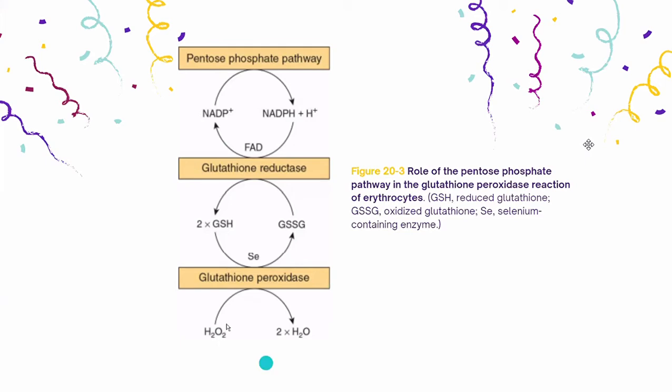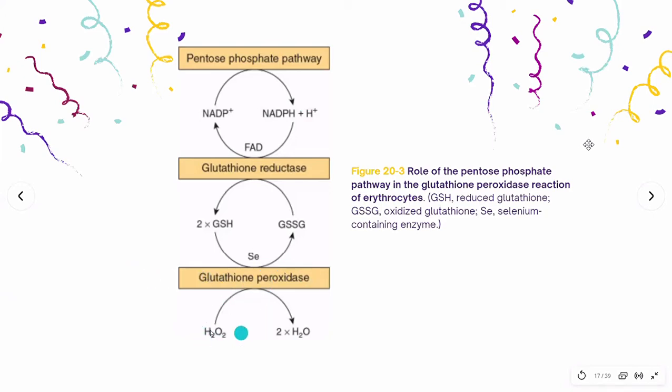Oh, so this is the reaction here. See, the pentose phosphate pathway produces NADPH, and the enzyme reductase. Now up to this is your glutathione, and this is your oxidized glutathione. And you need a glutathione peroxidase here.